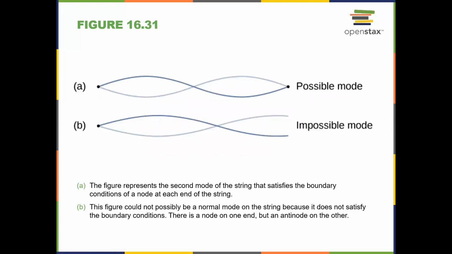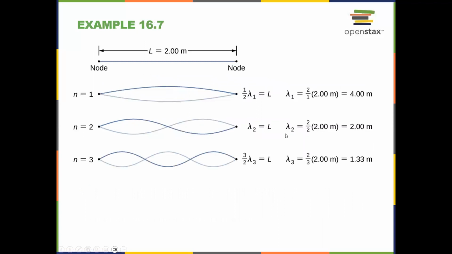So we can get things that look like this, but we can't get things that look like this. We can't get standing waves that have an antinode on the end. And what we're going to do in the lab is we'll look at this condition and we'll start to measure these wavelengths and try to figure out what's going on.